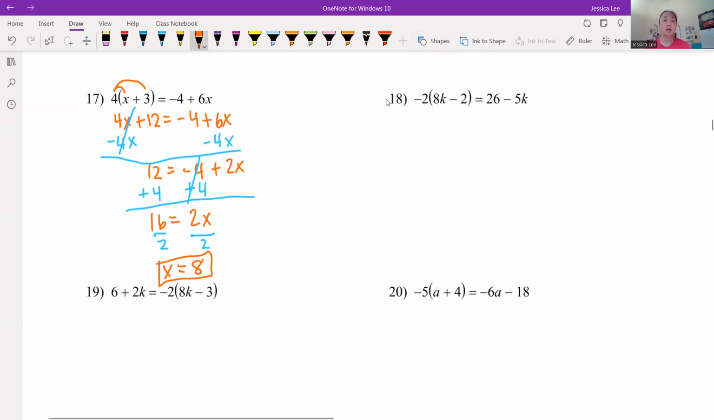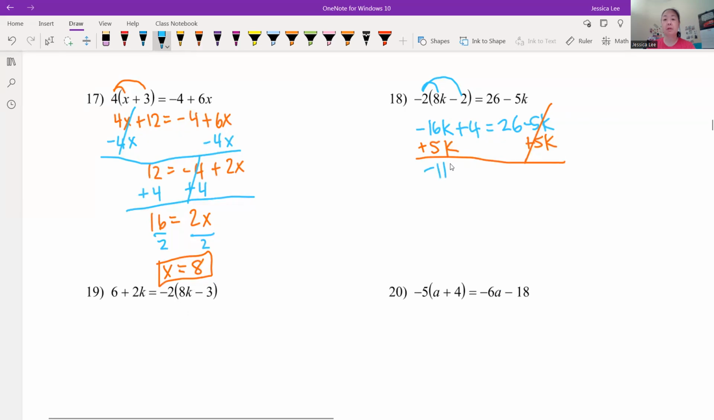There we go. Again, we're going to try it again. Okay, again, pause. Do it yourself. You got to let your brain think. Okay, so -2 times 8k is -16k. -2 times -2 is going to be +4 equals 26 minus 5k. All right, we got variables on both sides. So we're going to get them on one side. So I'm going to get rid of this minus 5k. If you wanted to get rid of the minus 16k, you totally could have done that too.